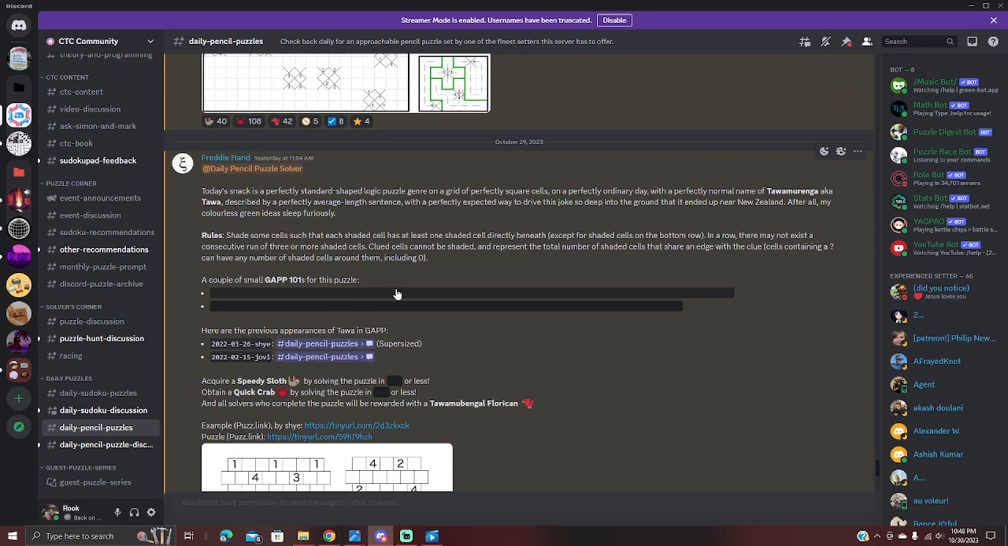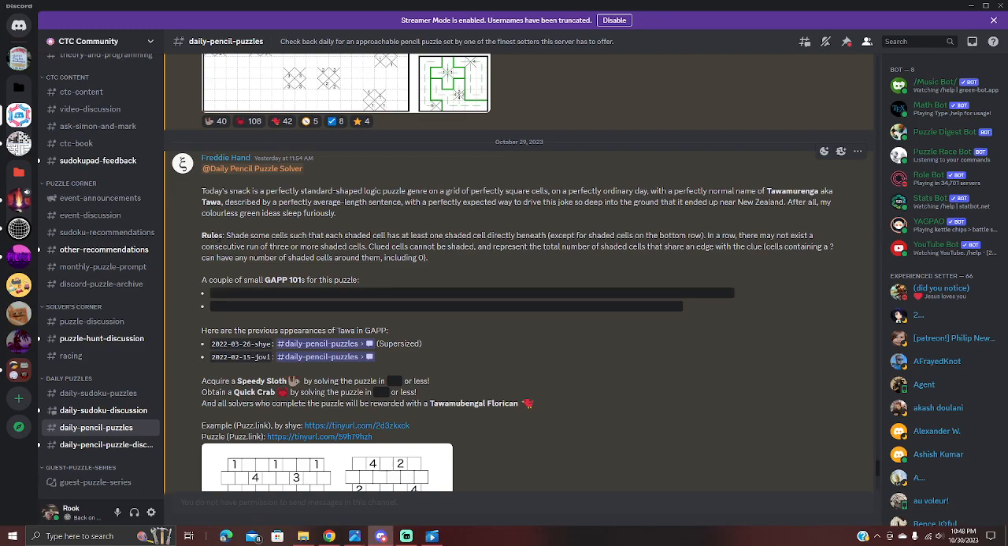Okay, today's snack is a perfectly standard shaped logic puzzle genre on a grid of perfectly square cells on a perfectly ordinary day with a perfectly normal name of Tawa Murenga. Murenga, aka Tawa, described by a perfectly average length sentence with a perfectly expected way to drive this joke so deep into the ground that it ended up near New Zealand. After all, my colorless green ideas sleep furiously.